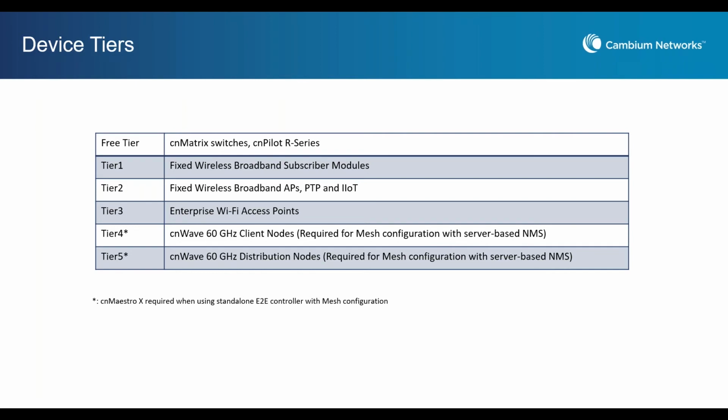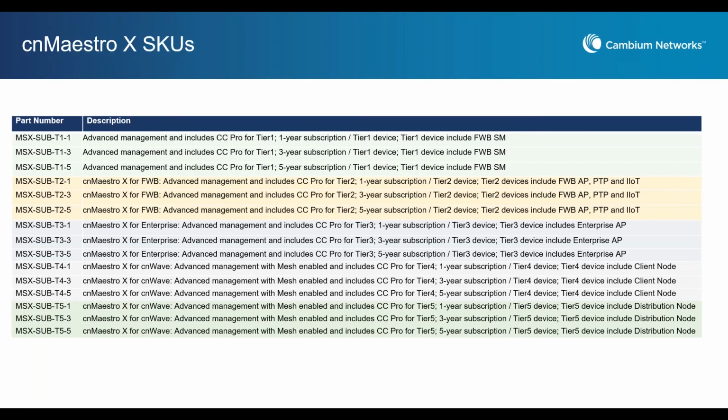Okay. Here are the SKUs and the description. Again, the SKUs go from 4 to 15 because each tier has 1, 3, and 5 year subscriptions. Otherwise, there's basically five SKUs, right? You just need to know 5 SKUs, each one with 3 flavors for the 3 terms, 1, 3, and 5.